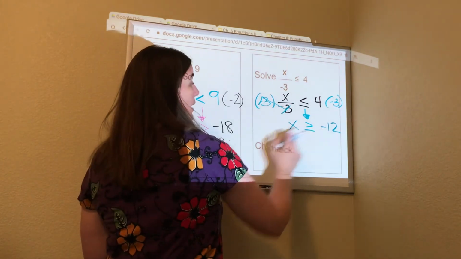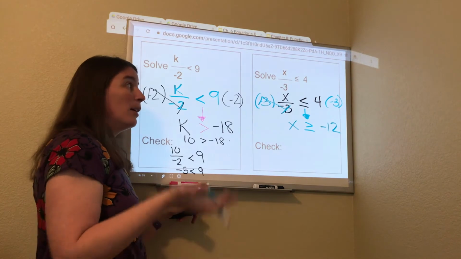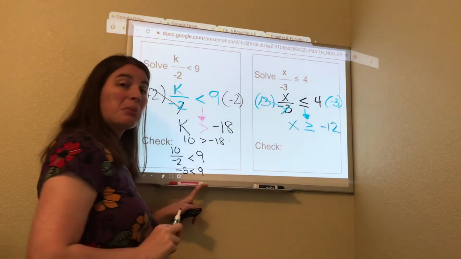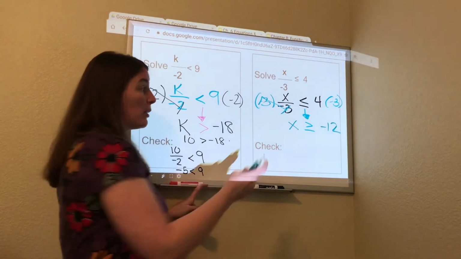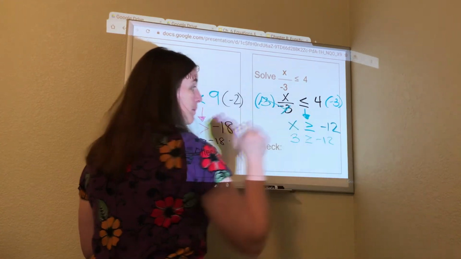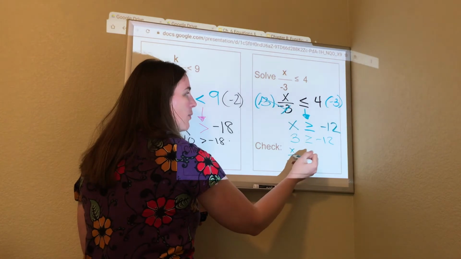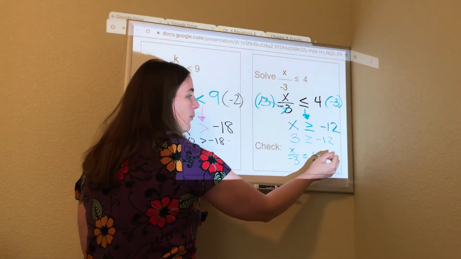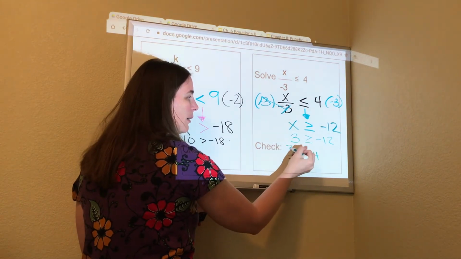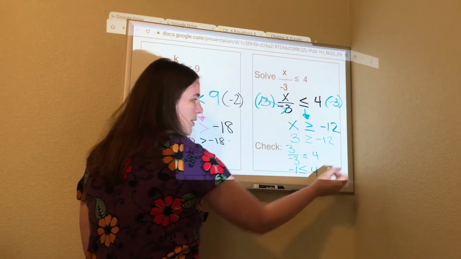So let's go ahead and try this. For a number that's greater than -12, we can put in whatever number. I like to do something that's divisible by 3, so let's do 3. 3 is greater than or equal to -12, correct? Let's see if it's correct in our inequality. I have x over -3 is less than or equal to 4. Instead of x, I'm going to put a positive 3. So I have -1 is less than or equal to 4, and that is true.